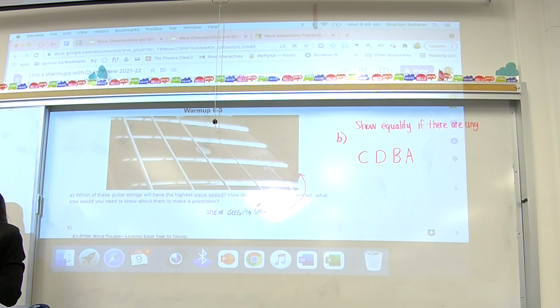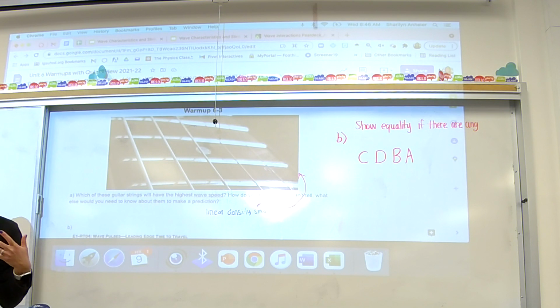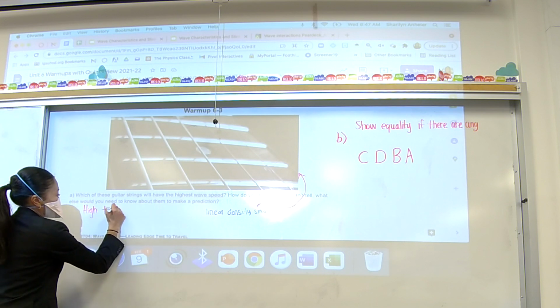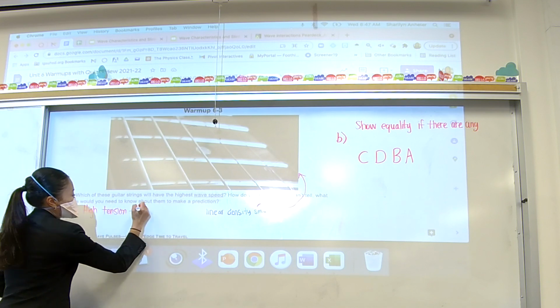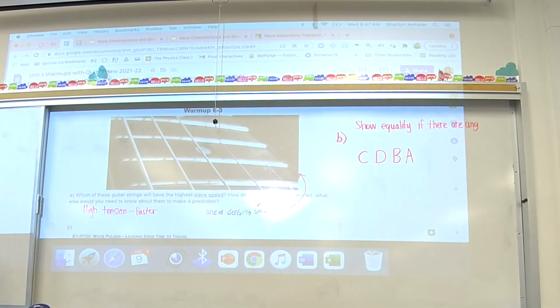I'll have my musician here, Justin. The tension. We can't tell how high the tension is, but we learned that the higher the tension, the faster the wave speed goes. So high tension is faster as well. All right. Any others that need to be added to this?